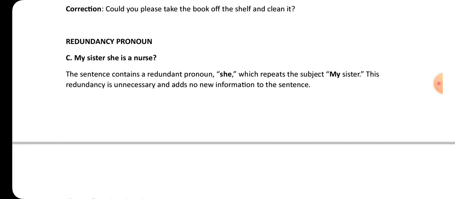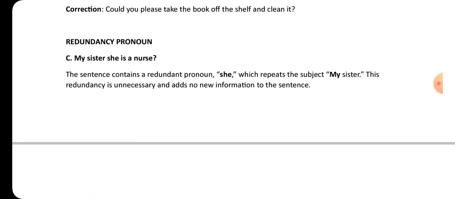Now the next one is what? My sister, she is a nurse. It's redundancy. When you talk of redundancy, it contains what? A redundant pronoun, and the she repeats the subject, my sister. So do you get it? She represents what? The sister, and then my sister is also another word that represents the same sister.